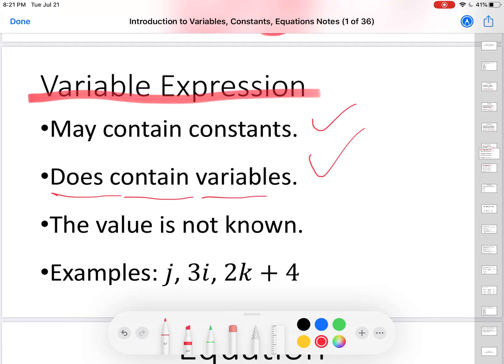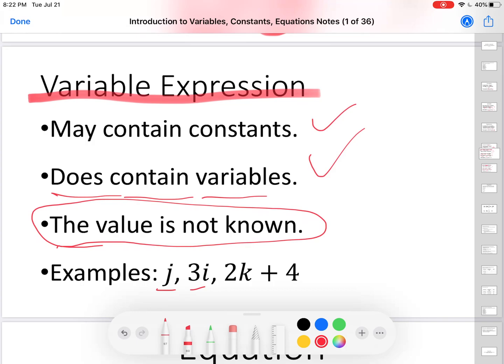So now, because they contain a variable, the value is not known. J. We don't know the value of J. It could be anything. If we did know the value of J, we could figure out what the value of the expression is, but we don't. 3i. We don't know the value of I, so we don't know what the value of that expression is.